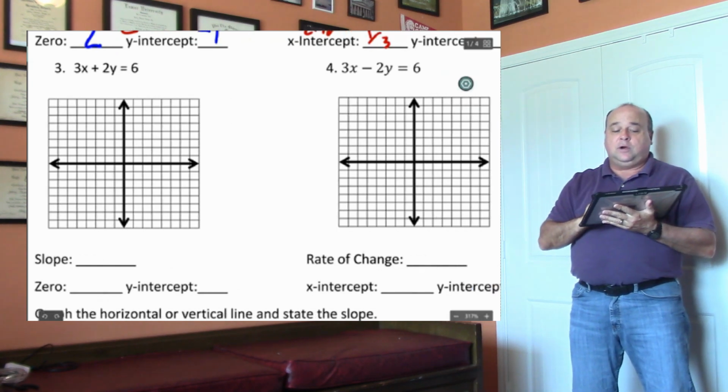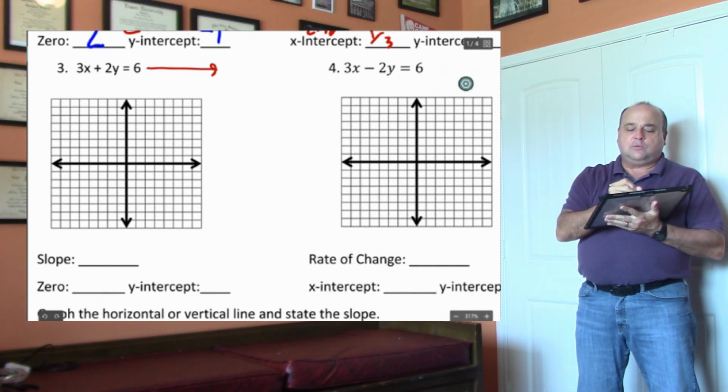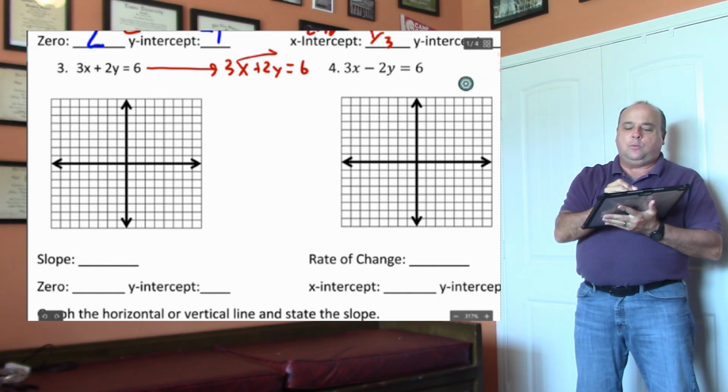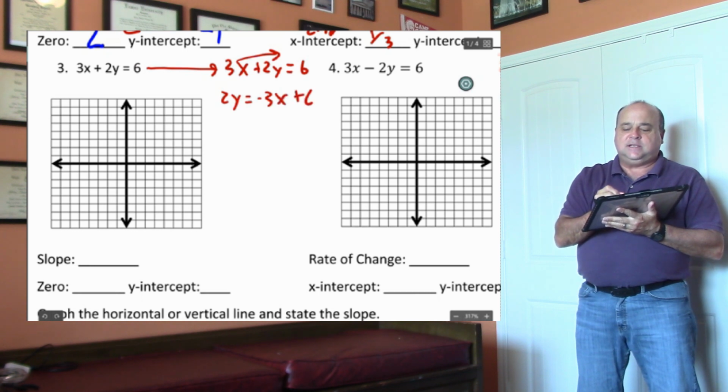I'm going to solve number 3 for y. So let's write this over here. 3x plus 2y equals 6. Let's solve it for y. We're going to move over the x. So 2y equals -3x plus 6.